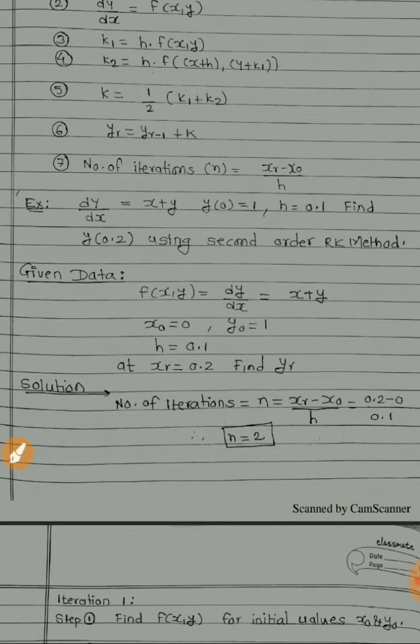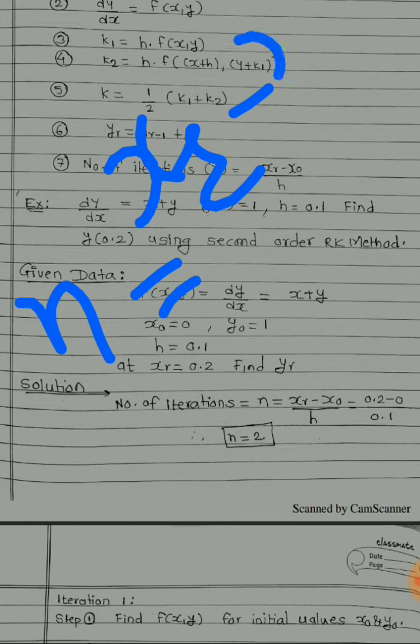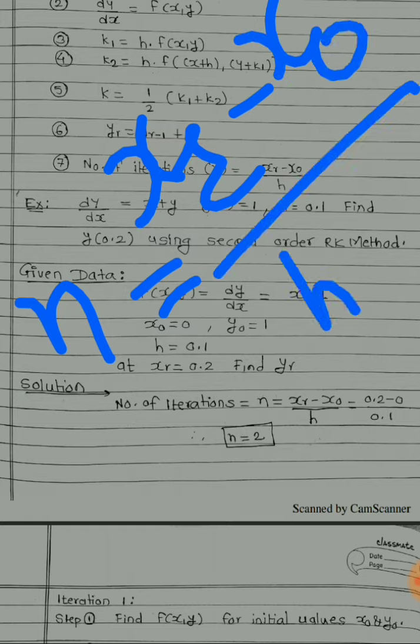that is RK method. So in this RK method, the first thing we are doing in the solution is to calculate the number of iterations required. Number of iterations required are n. Those are calculated as xr minus x0 divided by h. xr is the final value of x, that is known now, 0.2. At this value we are supposed to calculate y, that is why this is 0.2. x0 is 0. h is the step we are using, that is 0.1.